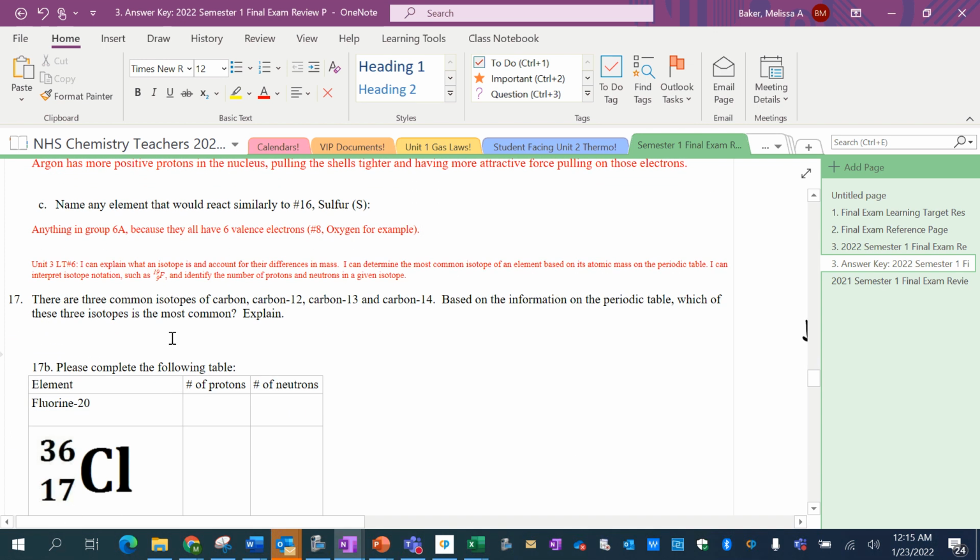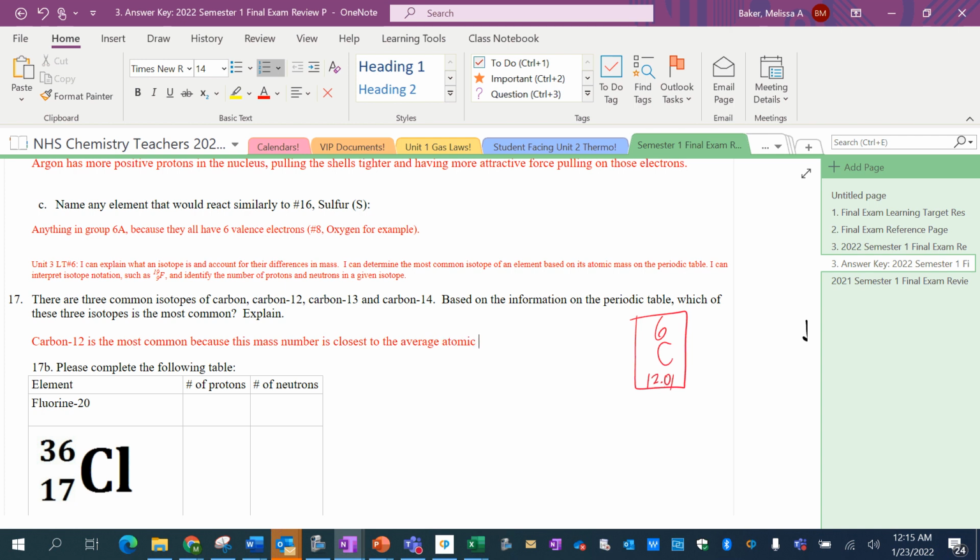Isotopes. There are 3 common isotopes of carbon, carbon 12, 13, and 14. Based on that information, which of these is the most common? Well, on the periodic table, carbon's number 6. Its average atomic mass is 12.01. So that means that carbon 12 is the most common, because this mass number is closest to the average atomic mass for carbon, 12.01.